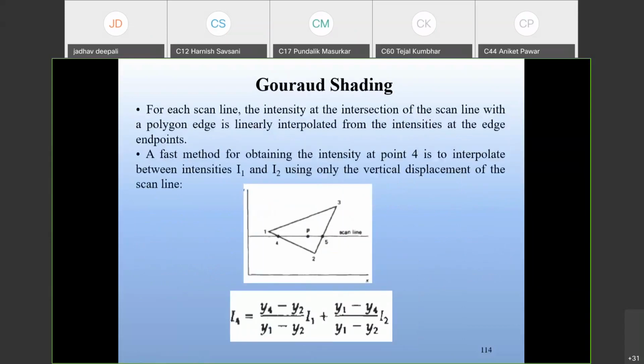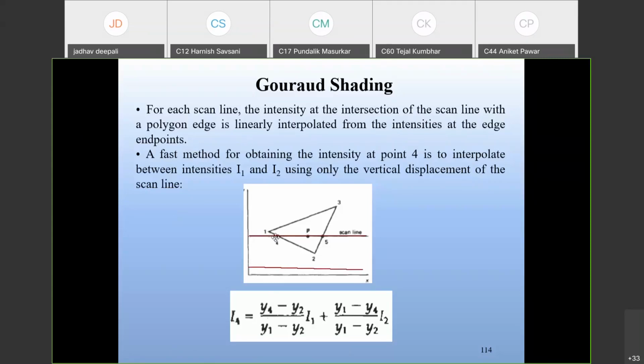Now, for the vertices that are on the scan line, how do we identify them? For each scan line, the intensity at the intersection of the scan line with a polygon edge is linearly interpolated from the intensities at the edge endpoints. What does that mean? See, this is the scan line. We have seen scan lines in the seed fill or polygon fill algorithm, where the area is divided into scan lines, and per scan line we fill one by one. So those scan lines are considered here.